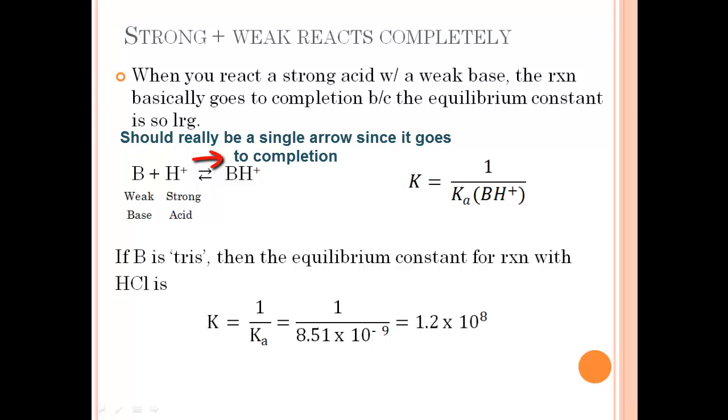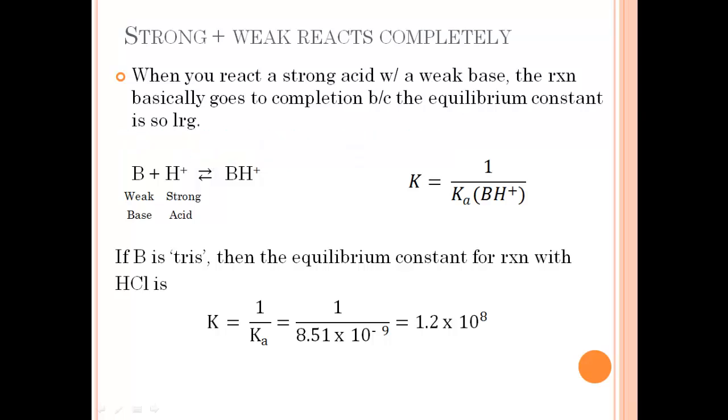The same argument goes for if you were reacting a strong base with a weak acid conjugate. So again, when you react a strong acid with a weak base, that reaction is going to go to completion, which means, again, that there will be no B or H+ at all, because it all goes to BH+.